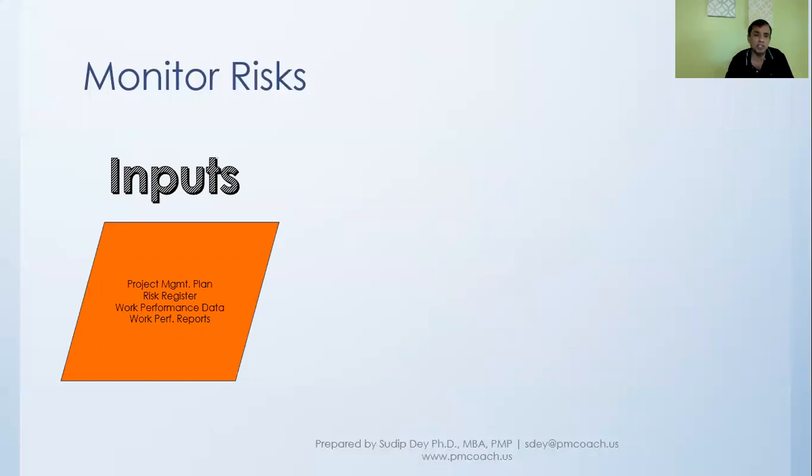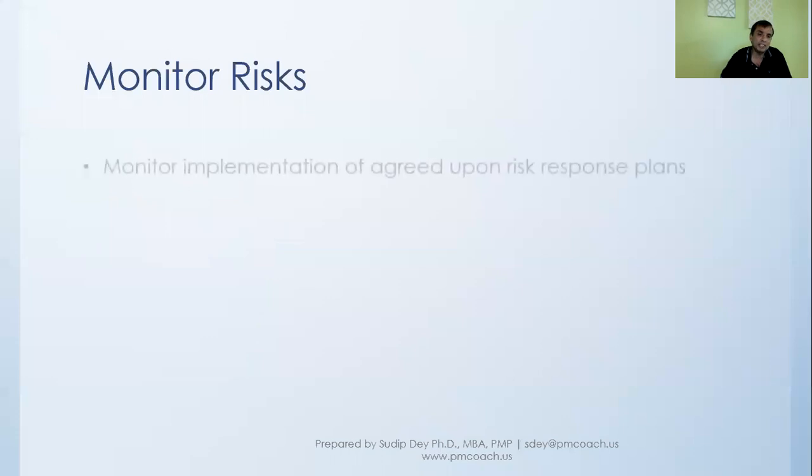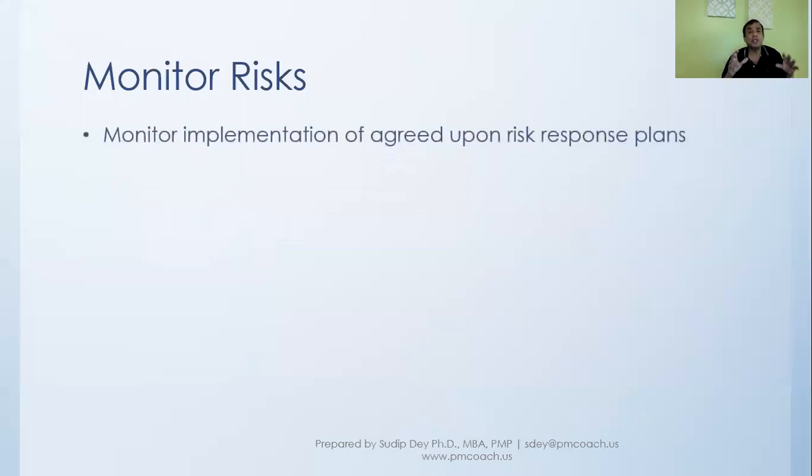So this particular process, again, will have the project management plan, risk register, and different tools, and different updates in terms of project management plan, documents, and change requests as well. So monitor risk will monitor implementation of agreed upon risk response plans. So in other words, in this particular process, we keep an eye on the planning that we have done, and when there has been a risk, the implementation that you have done, is it according to the plan?